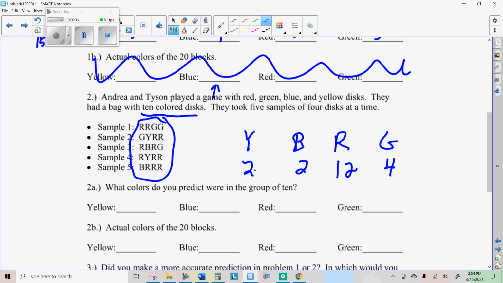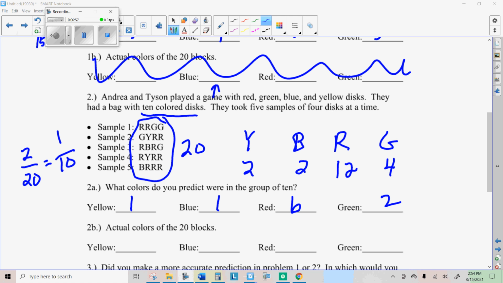Now I'll do the yellow, and just to remind you how to do it. So in our sample size there was 20. 2 out of 20 of ours were yellow, and we want to know how many that would be out of 10. So we're going to do this proportion. 2 times 20 divided by 20 is 1. We think there's 1. Okay? You do the rest of them. See if you get them right.